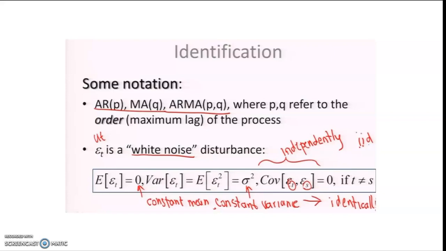So it means that two observations t and s are independent of each other. When the mean of the disturbance term is equal to 0 and its variance is constant and its covariance is equal to 0, then it means that the epsilon t, which is a white noise, is independently and identically distributed. So it is a special case of the normally distributed model.